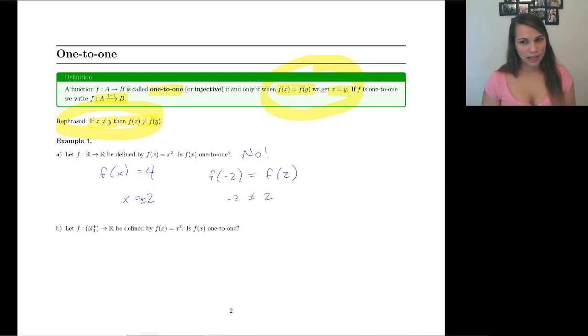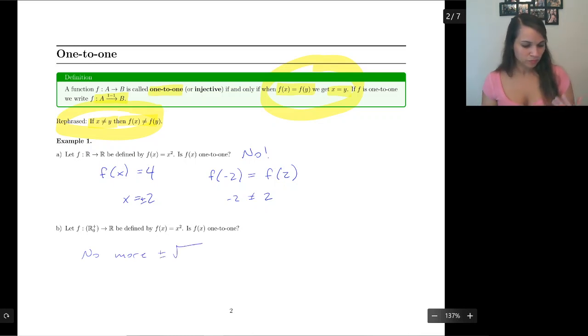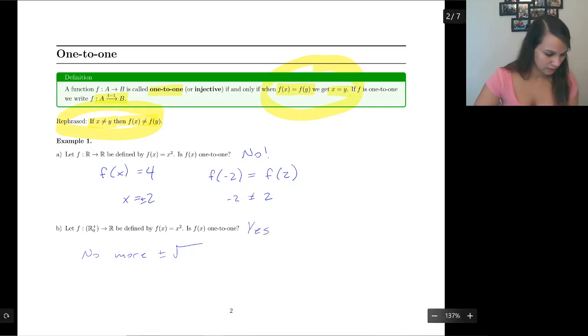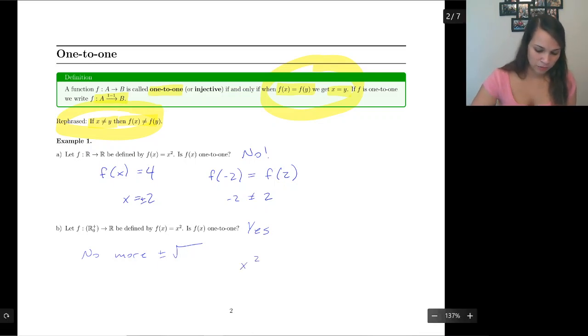So this is not a one-to-one function. So let's restrict that domain. If we take a square root, it could be a plus, it could be a minus. But if we restrict our domain to be just positive numbers and zero, we're not going to have any more plus or minus square root problems. So is this function one-to-one? Yes. Because, for example, x squared equals 4 has one solution now.